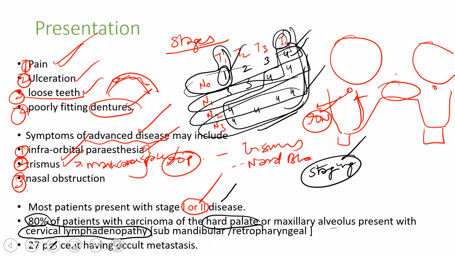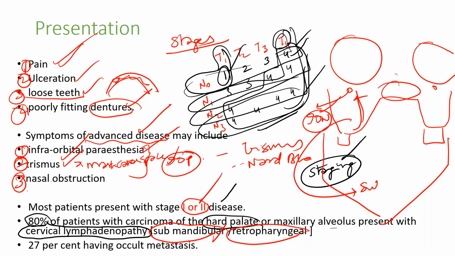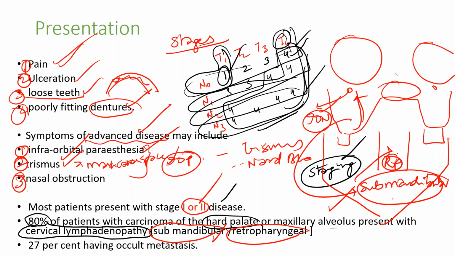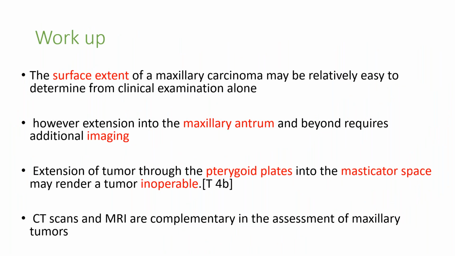What are the lymph nodes that are present? Submandibular lymph nodes and retropharyngeal lymph nodes. Imagine, this maxilla goes to the submandibular region, very important. You will be shocked to see why it goes to submandibular. The distribution is like that. Submandibular or retropharyngeal nodes. 27% have occult metastasis. So lymphadenopathy is towards the submandibular region. You should remember that.